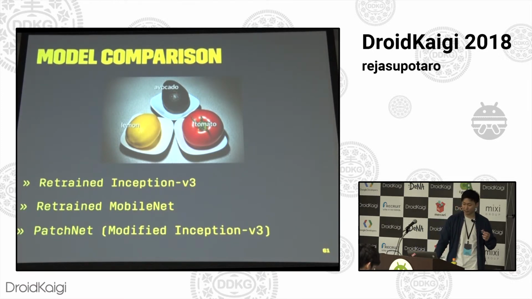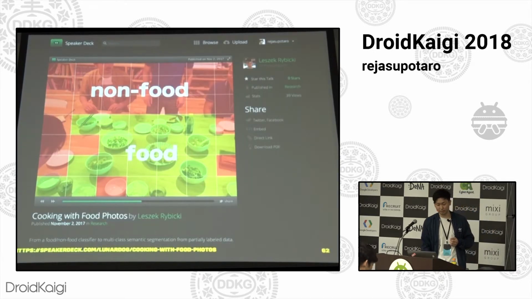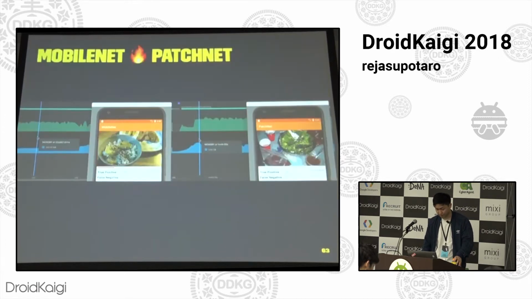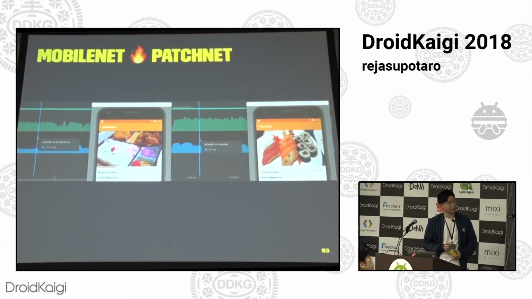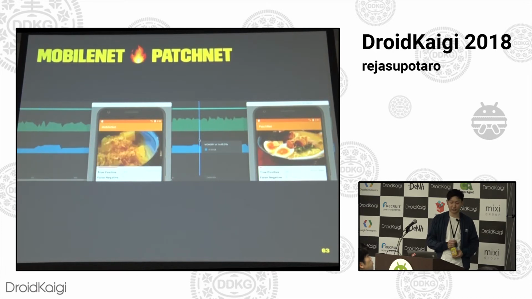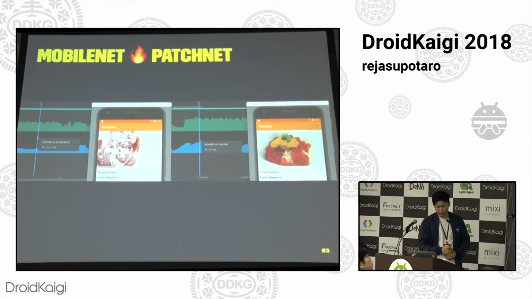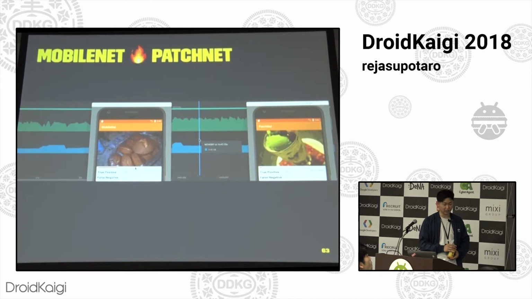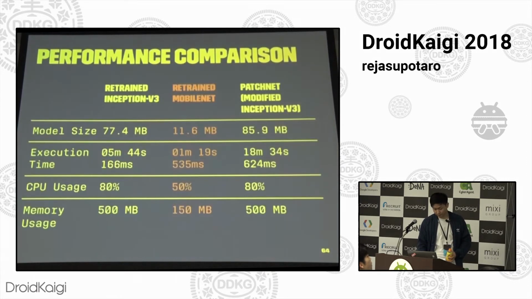They are built for slightly different purposes. For example, PatchNet detects areas which are likely to contain food. So comparing these models wouldn't make sense, but anyway, let's see. First, I tried to run the models on Android. We can see the difference. MobileNet is much faster than PatchNet. And also, MobileNet is much smaller than the others.